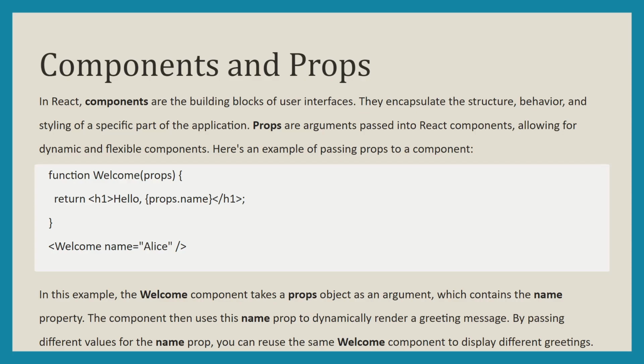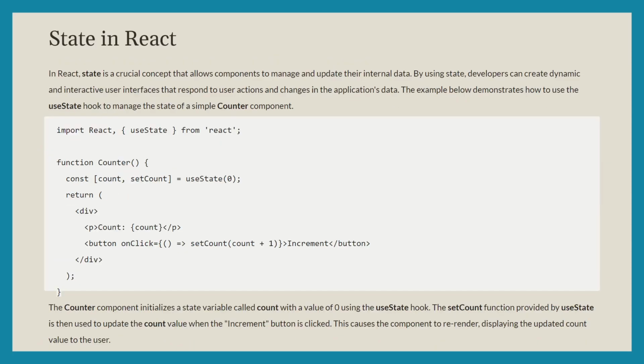In this example, the Welcome component takes a props object as an argument, which contains the name property. The component then uses this name prop to dynamically render a greeting message. By passing different values for the name prop, you can reuse the same Welcome component to display different greetings. So you're changing the parameter. They are very useful, as you can see.